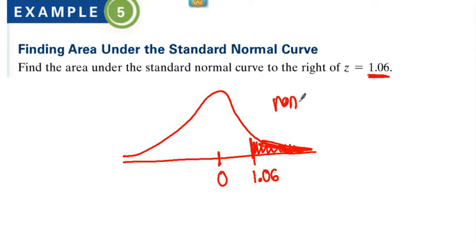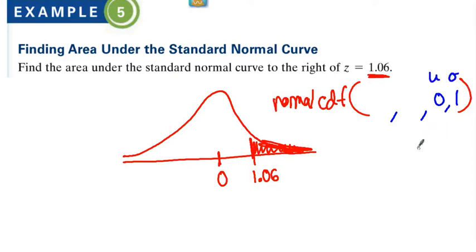So we'll put in normal CDF again. That's under second vars. And I want you to think about this. What are the lower and upper boundaries going to be? We'll fill in our 0 and our 1 right here. That's mu and that's sigma.